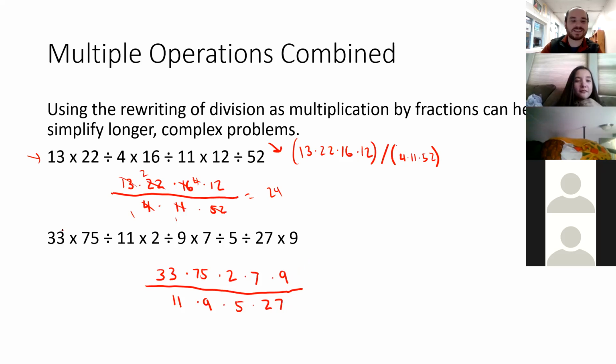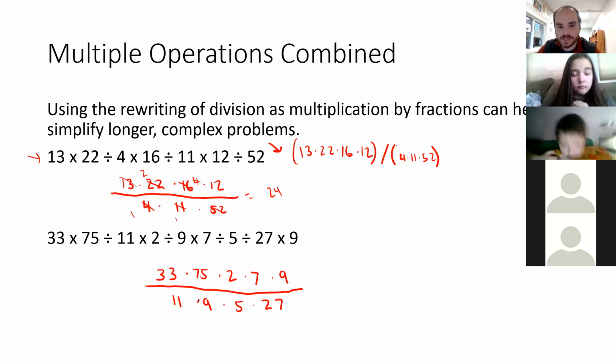So basically all we did is any numbers that are multiplied are going to go on top. Any numbers that are divided are going to go on bottom. And again, this lets us do a lot of our canceling out. So we see that there's a 9 on top and a 9 on bottom. We can just cancel those right away.